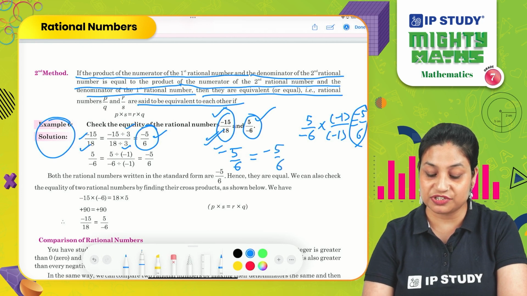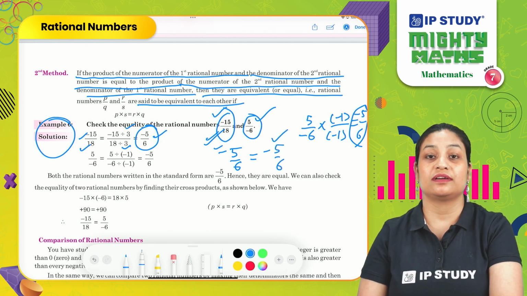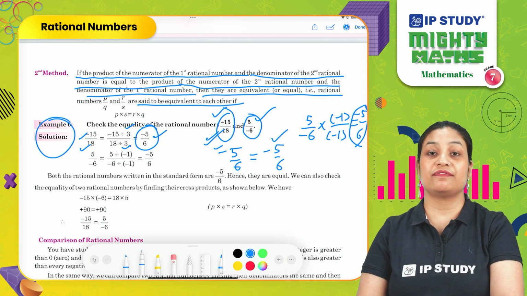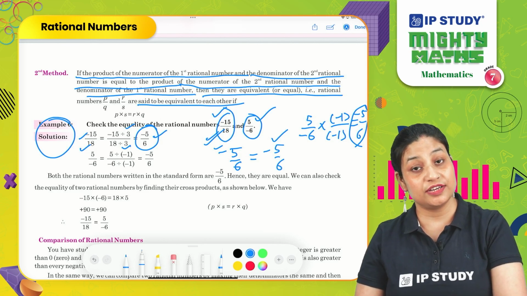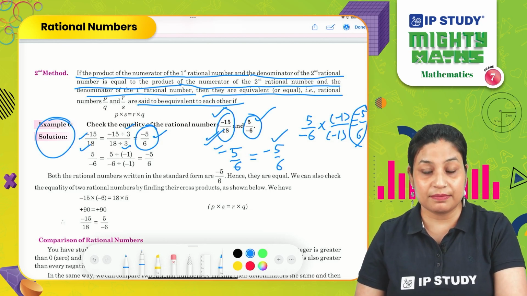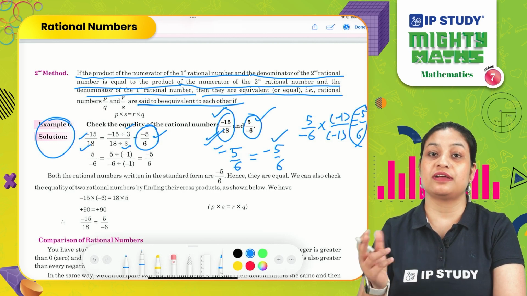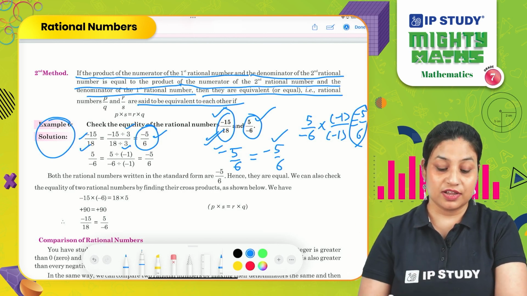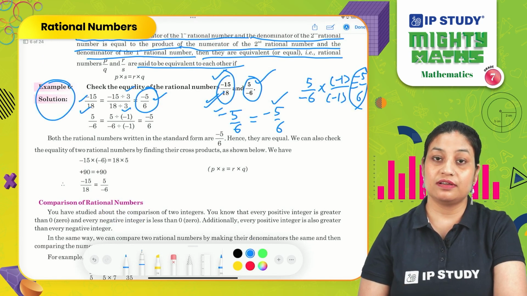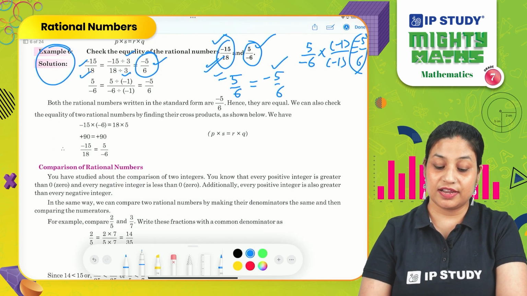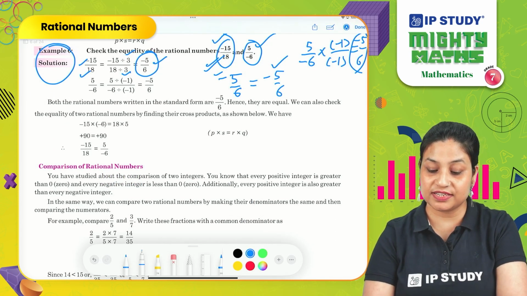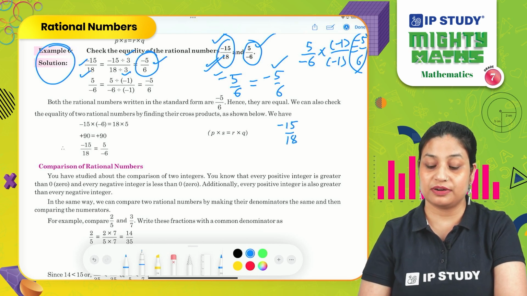This is my first rational number. This is the second one. So since the reduced form of the first rational number is equal to the second rational number, we can say that the two rational numbers are equivalent to each other. This is the first method, right? Now let's try the same question with the second method. In that case, what will you do? It is given that minus 15 by 18 is your first rational number, right?